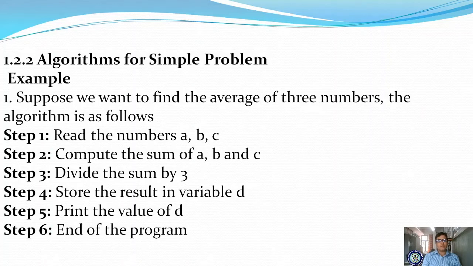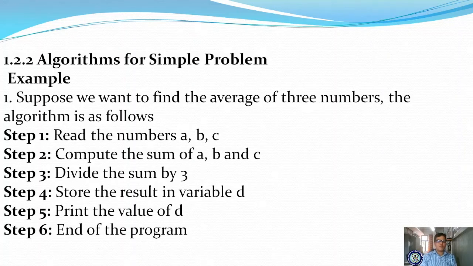Next, what is our aim? To calculate the average of three numbers. To do that, we divide the sum by 3. In the sum you have already added a plus b plus c. In step 3 you divide that sum by 3 because the question asks for 3 numbers. In step 4, store the result in variable d. Now you print the value of d, which holds the average of a plus b plus c. Got it? That is the end of the program.